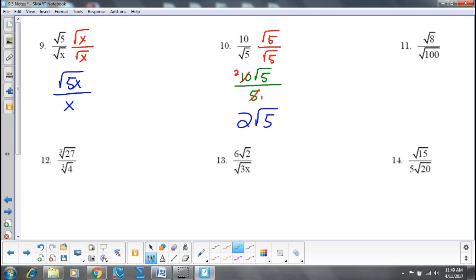Over here, the square root of 8 would be 2 square roots of 2. The square root of 100 is 10. So that's going to give me the square root of 2 over 5. I'm going to save 12 for last.